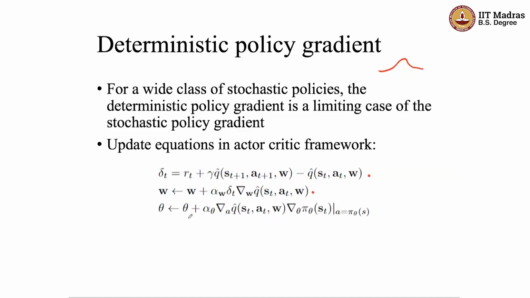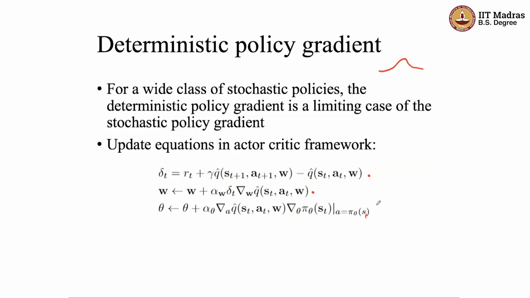Then when you come to theta, you update the theta, where the gradient of Q is taken with respect to A now, as opposed to taking the gradient with respect to W. And then you have the gradient of pi with respect to theta, but the whole thing evaluated at A equal to pi theta of S, at S_t. So that's basically the update rule for the deterministic policy gradient setup.